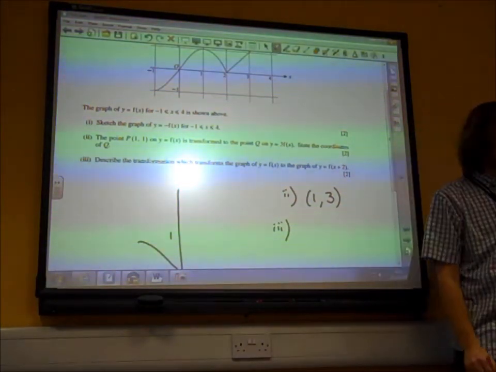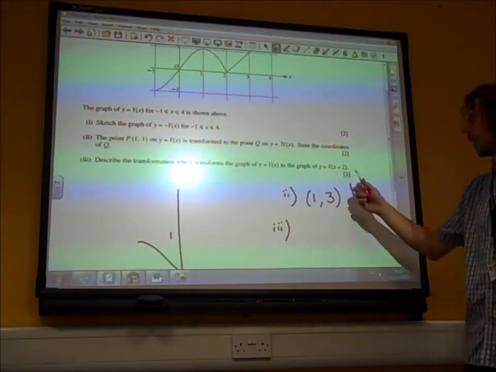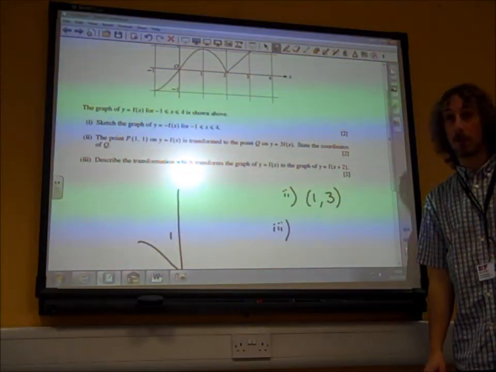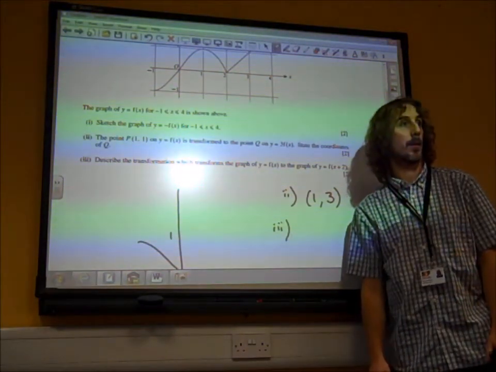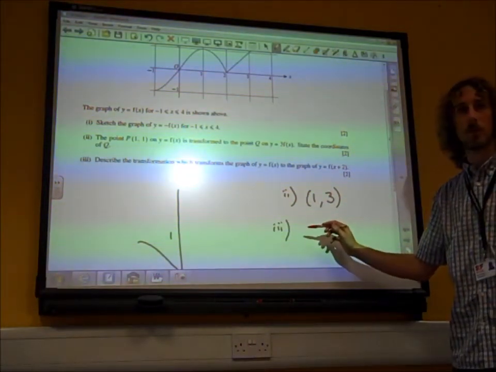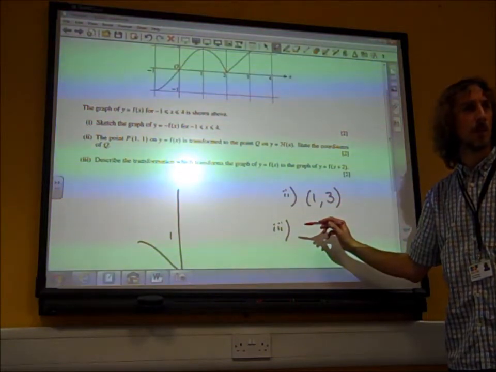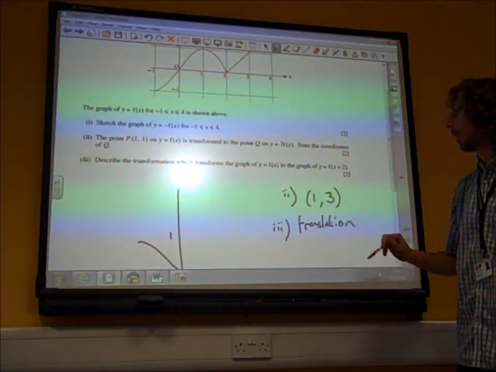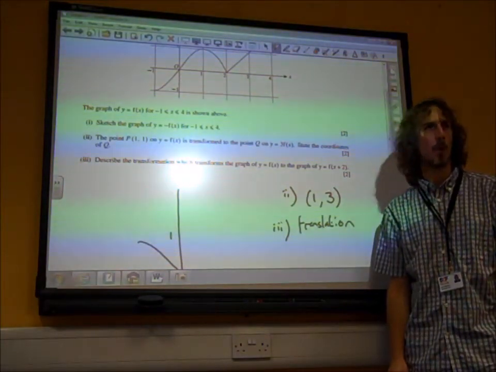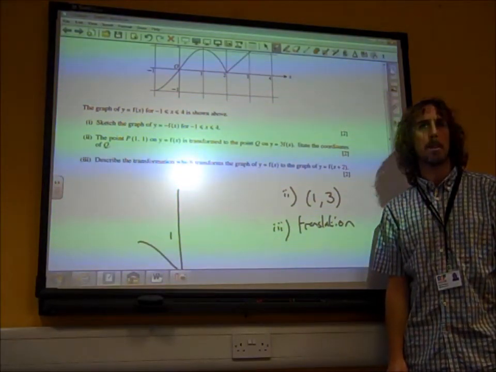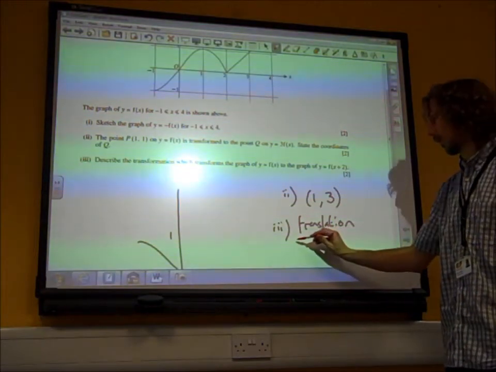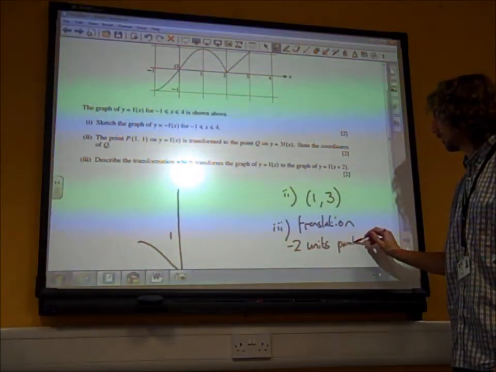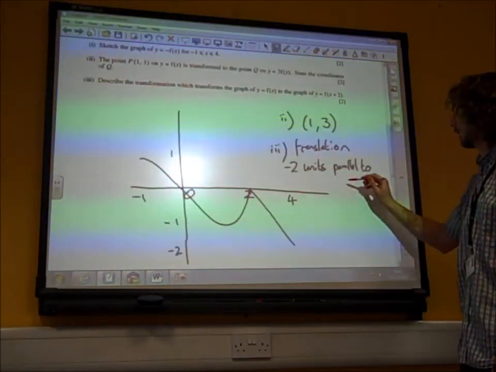And finally, describe the transformation of the graph y equals f of x to the graph y equals f of x plus 2, inside brackets. So thinking of, you've all put on your poster on your bedroom wall, all these 4 transformations. So thinking through where that one would come, that would be what? What's the key word that we have to have? Translation. Okay, so that's got one of our marks. And then we need to describe the direction of that. So what would it be? Yeah. Minus x. Okay, so 2 units, or minus 2 units, parallel to the x-axis.